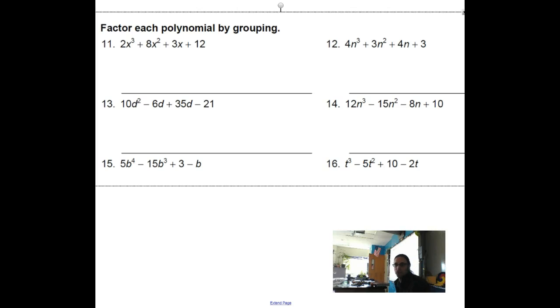Let me do one of these problems for you just to help you see exactly how it works. I want you to try the remaining 5. When you're done, continue the video and check your solutions, and then I'll give you an additional assignment to try.